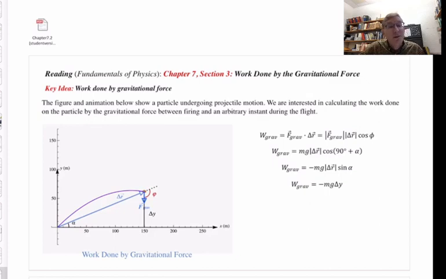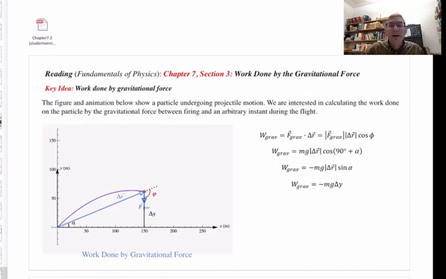We introduced this new concept of work and how to calculate work done by a force. To be more specific, work done by what is called a constant force acting on a particle, meaning the force doesn't change in either magnitude or direction as the particle moves. Well, the gravitational force is a constant force. F-grav always points in the same direction, vertically down, and it always has magnitude m times little g, no matter what kind of motion the particle is experiencing.